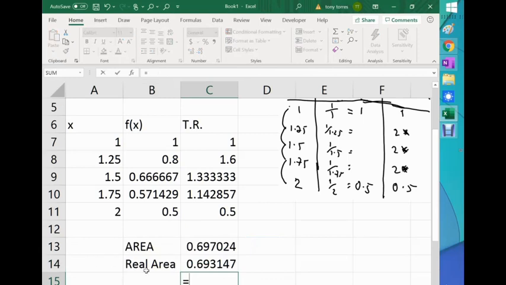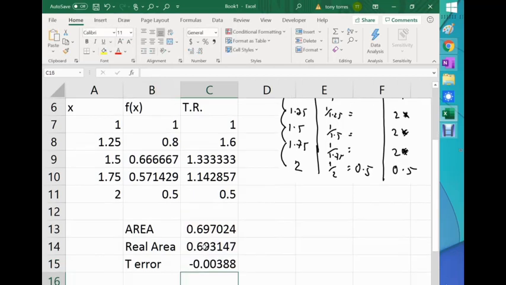So let's see. The truncation error ends up being equal to the difference between the real area minus this one. And that's where we are. So basically, negative 0.00388. We are close, but not that close, right?